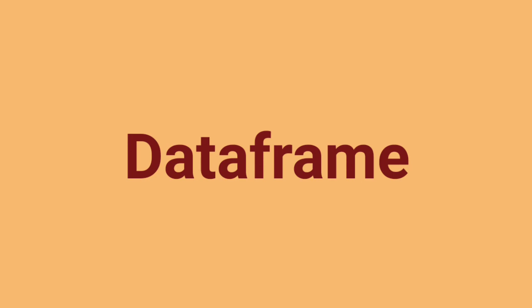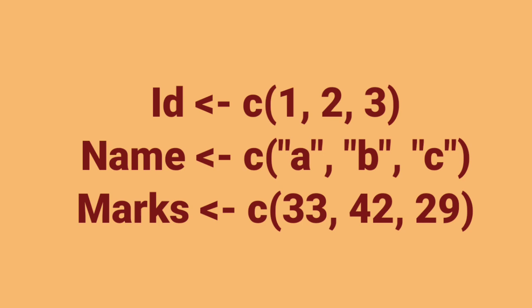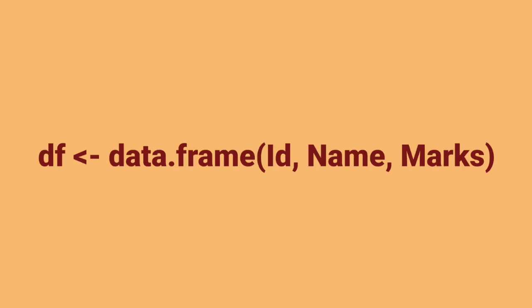To create data frames in R programming, the data.frame function is used. Say for example, we have 3 vectors: ID, name and marks. All 3 have 3 items in them. So to create a data frame in R programming, we can put all 3 vectors together. Suppose we have a data frame with the name df, and with the help of the data.frame function we have put all 3 vectors inside it to create the data frame.